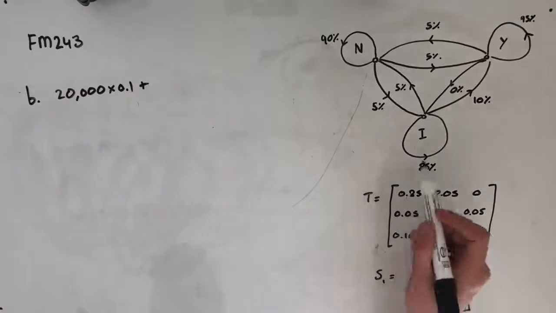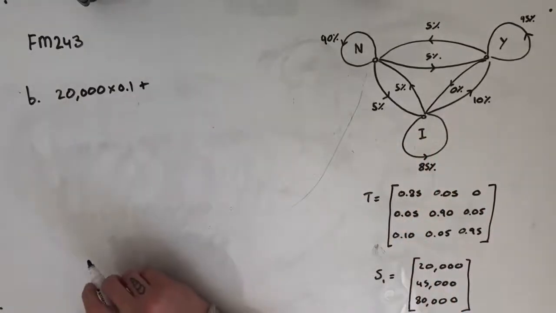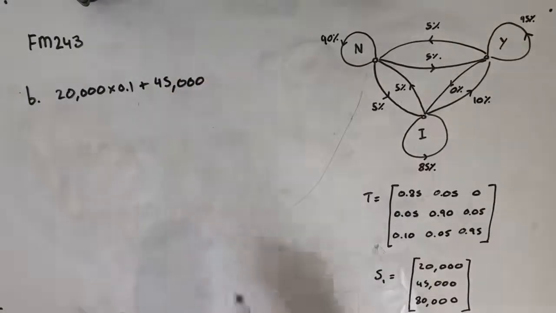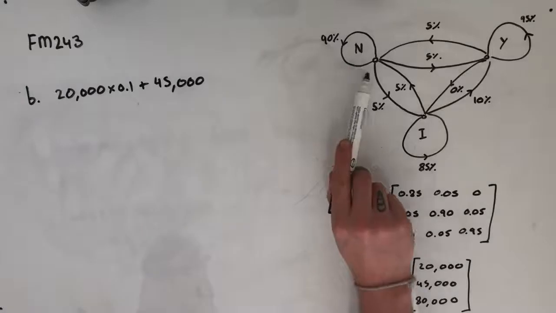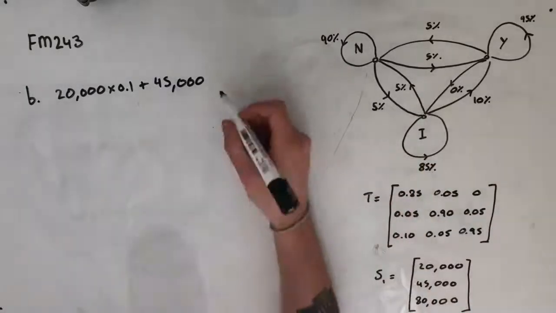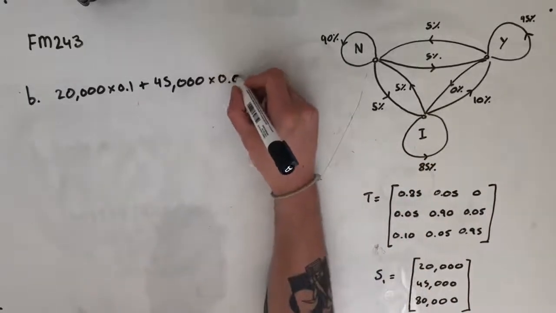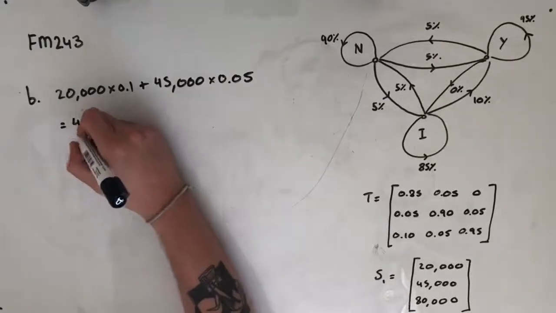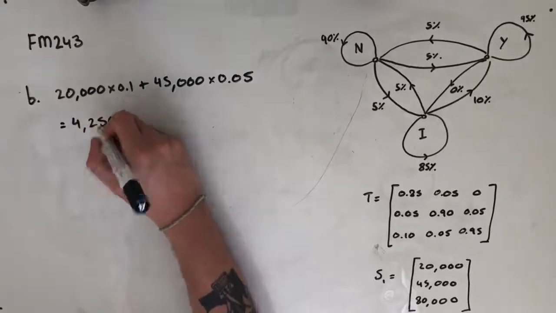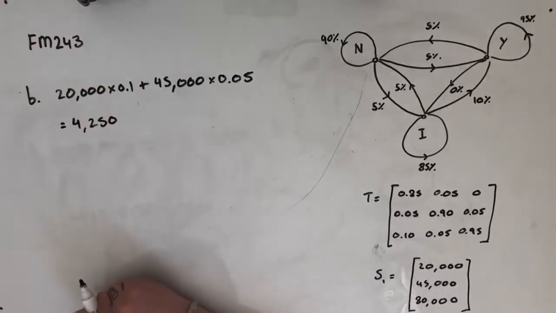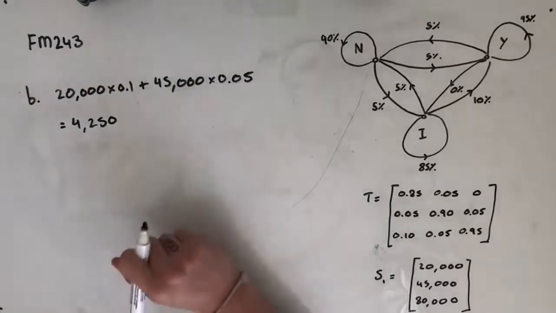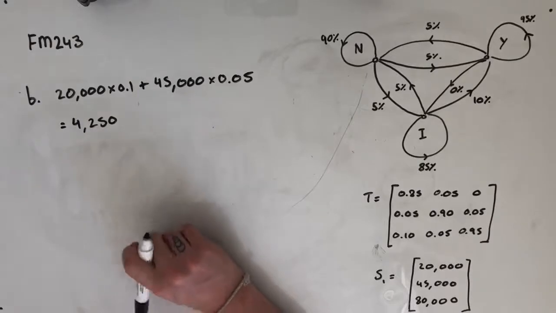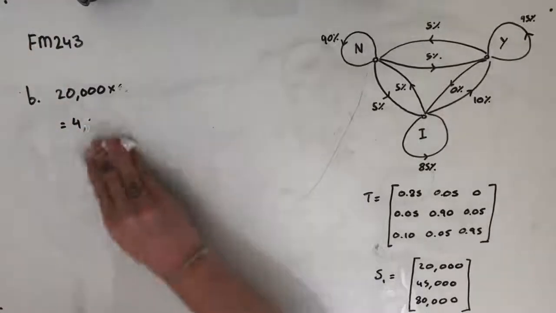And then we're going to look at our people who were a no. So we had 45,000 citizens who voted no, and the expected percentage of them to convert to a yes is 5%. So we're going to times our 45,000 by 0.05. Putting this into a calculator should give you an answer of 4,250 citizens. So that's how many are expected to change their vote to yes the next month. Cool. That's question B.